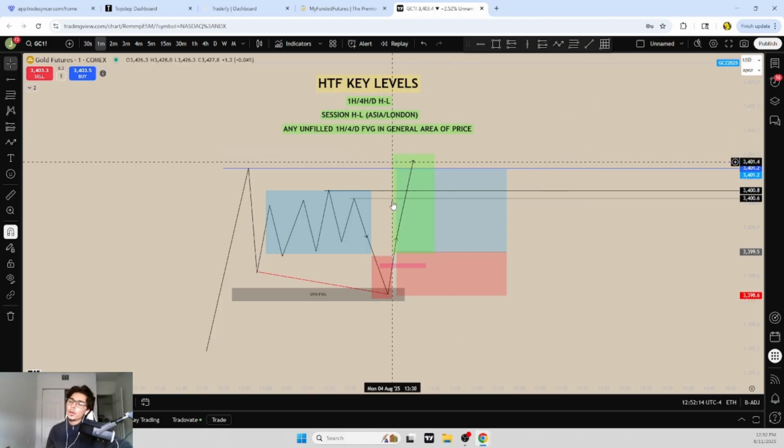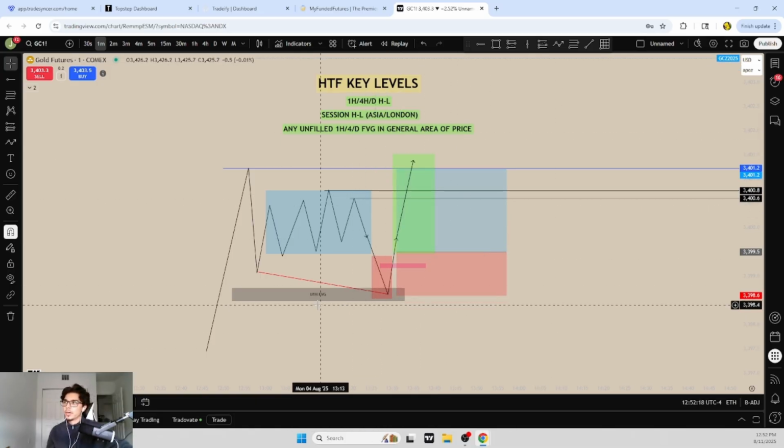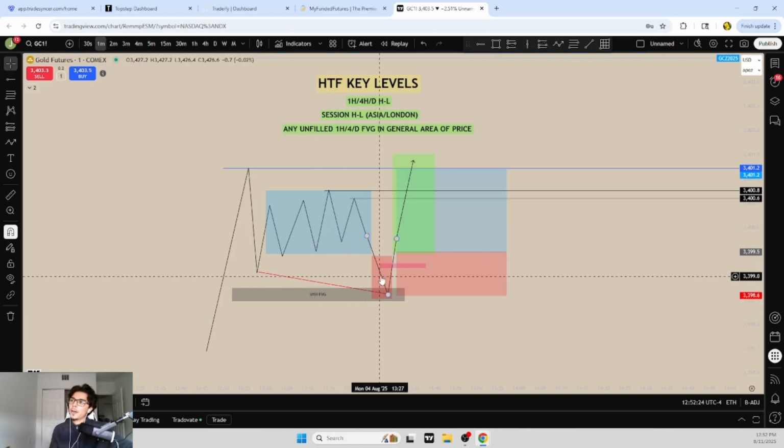And then any unfilled high time frame fair value gaps. 1 hour, 4 hour, daily fair value gaps in the general area of price. So this hourly fair value gap was unfilled. It was also right beneath London lows. So if I wanted to see price go higher, I would like to see a sweep of London lows and come into this fair value gap.